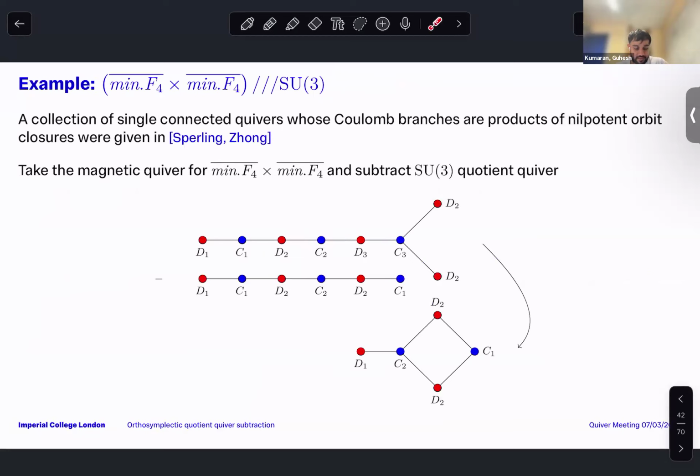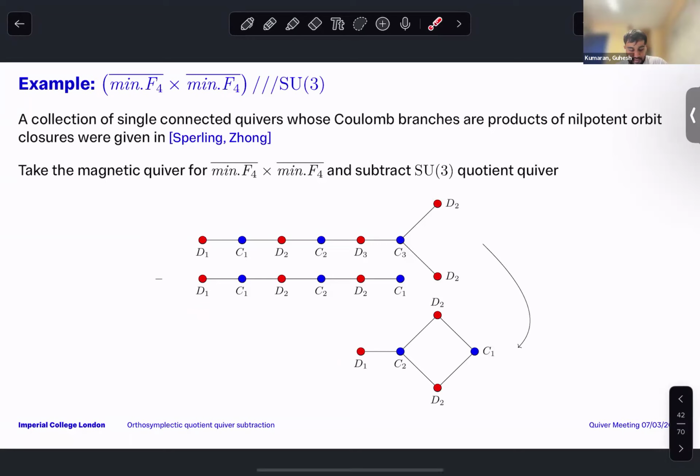Fine. But there are a collection of singly connected quivers whose Coulomb branches are products of nilpotent orbits. This was given in this work by Marcus and Zheng Hao. And the quiver for the product of minimal F4s is this one. And I just subtract my SU3 quotient quiver, so you can see it here, and I end up with this result.